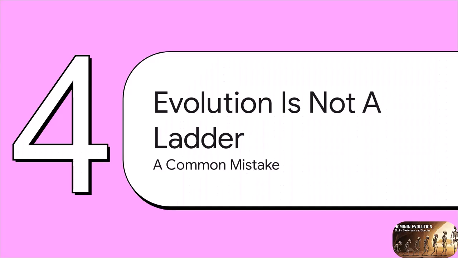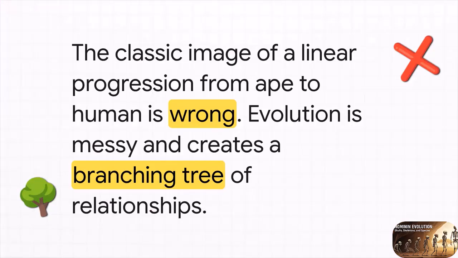Now let's wrap up with one last absolutely critical idea. If you get this, you will avoid the biggest mistake people make when they talk about evolution. And it's this: evolution is not a straight line. It's not a ladder. You know that famous picture, the one with the ape that slowly stands up and becomes a human? Yeah, you gotta throw that idea out. It's just not how it happened.